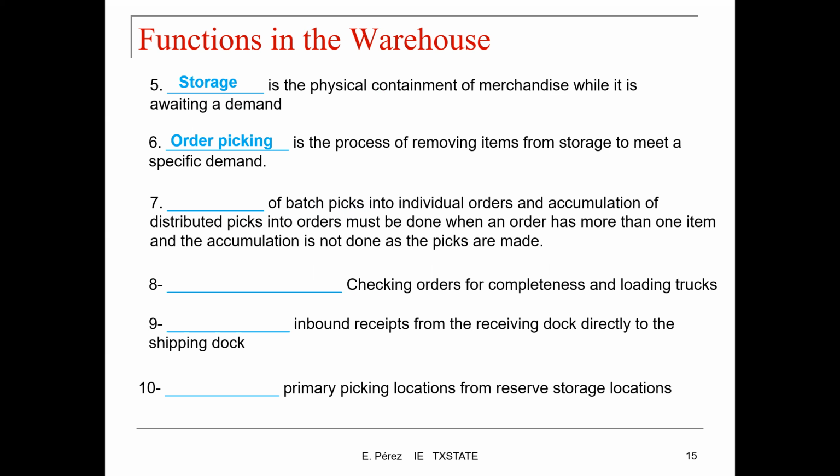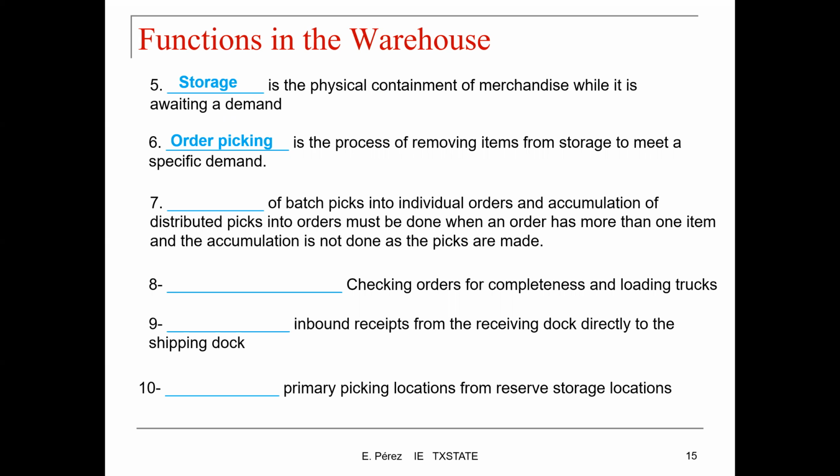Order picking is the process of removing items from storage to meet the specific demand. So again, looking back at Amazon, you have to put together all these boxes for your customers. You have multiple items. Are you going to put them all in the same box, or are you going to ship them separately? Or if you're going to put them all together, then you have to go and find those items. This also happens at HEB.